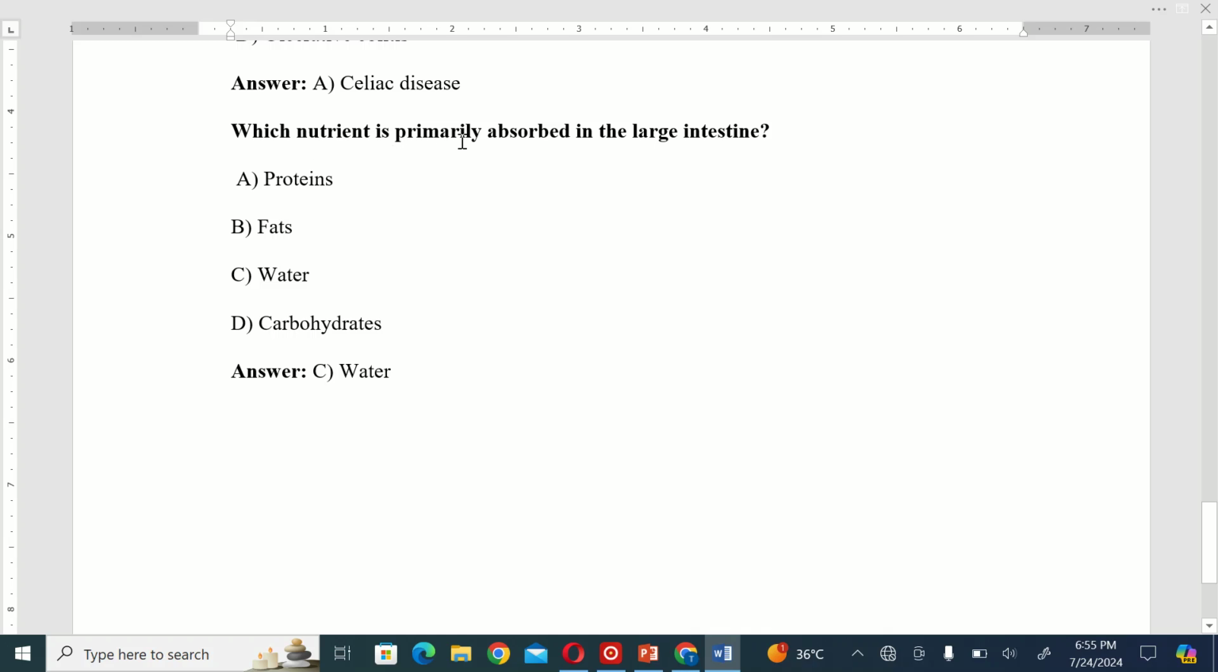Which nutrient is primarily absorbed in the large intestine? A. Proteins. B. Fats. C. Water. D. Carbohydrates. So the correct option is C. Water.